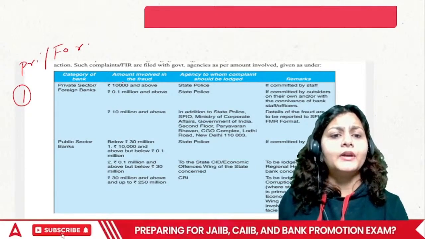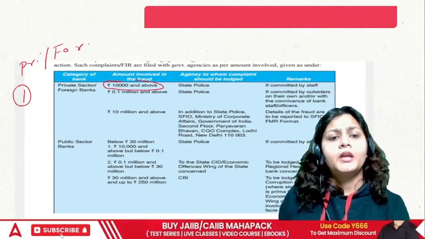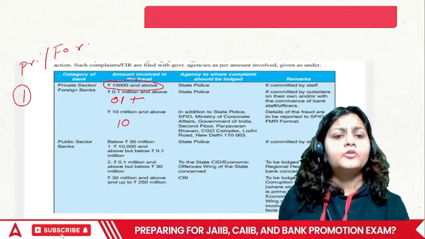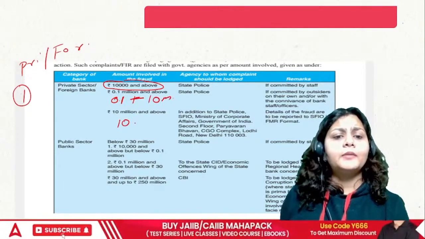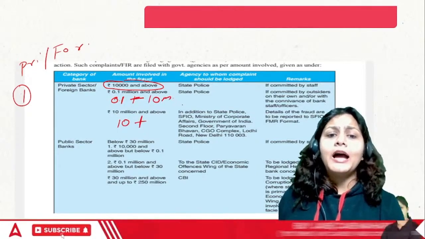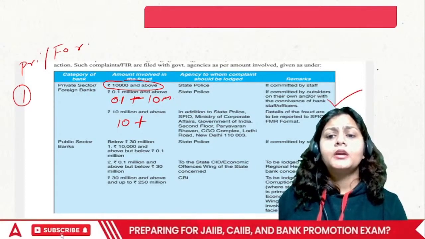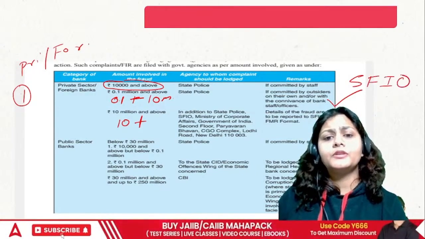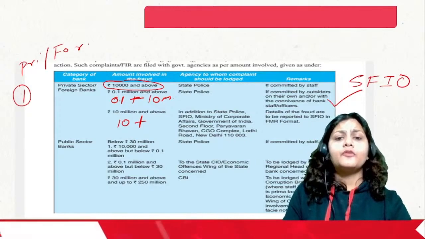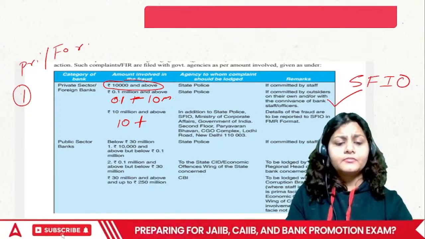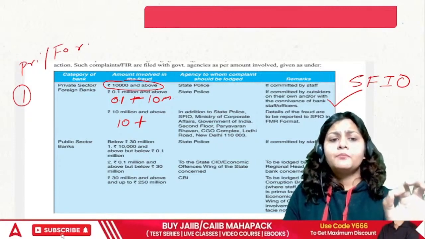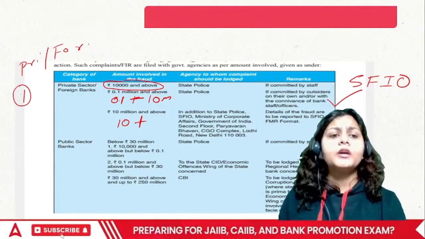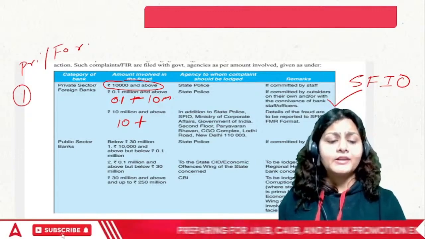So this is the category when the amount is 10,000 and above, 0.1 million and above. Okay, 0.1 to 10 million, then 10 million plus. Where you have to report is the SFIO, Ministry of Corporate Affairs. This is the case for the public sector bank and the private sector foreign bank. So what is the SFIO? That is the Serious Fraud Investigation Office, right?